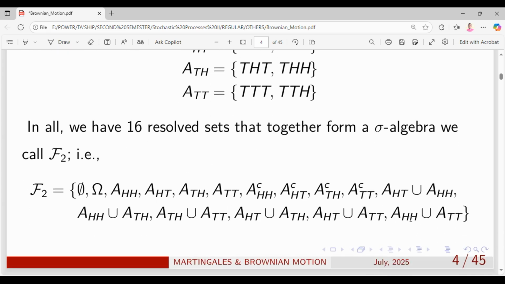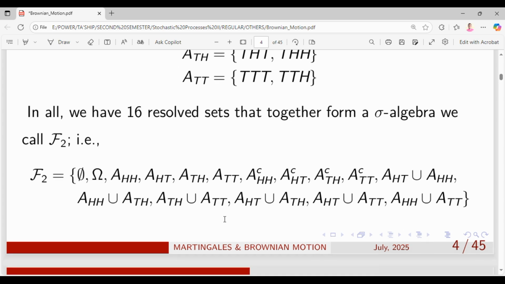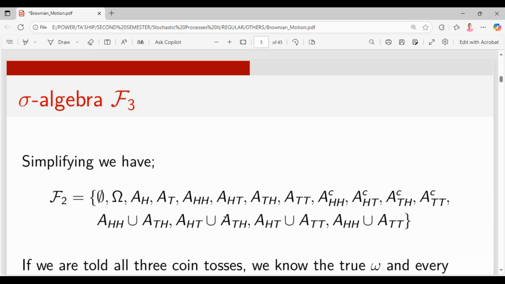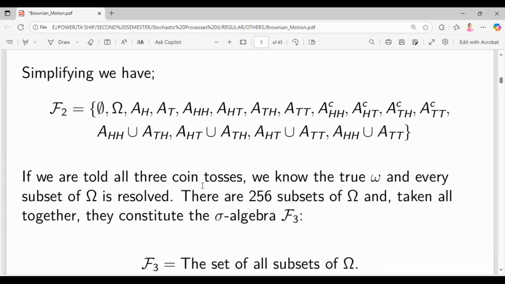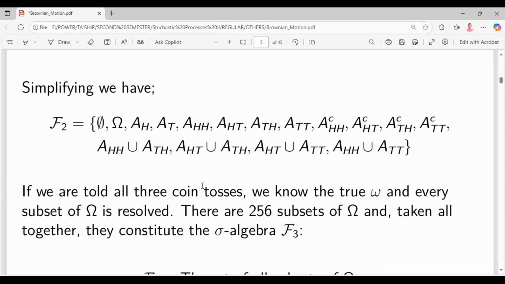We picked everything, and this is here. But now realize something. AH union AHH is the same as AH from the previous sigma algebra. That's F1. So we can combine these two, and also ATH and ATT is the same as AT from the previous one. So we can summarize that F2 into this. Okay, so we can make it like that, right? Yeah, so that's okay.